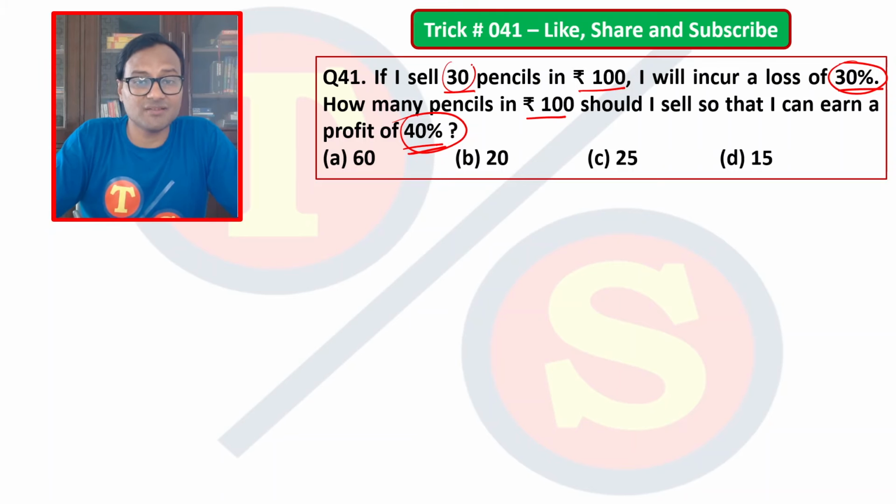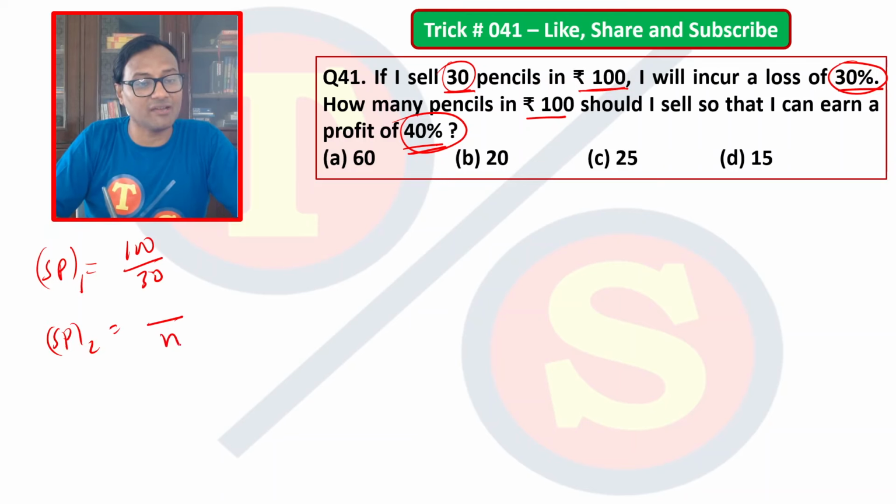In the first case I am selling 30 pencils on rupees 100. So I can easily calculate the selling price of one pencil. If 30 pencils are being sold at rupees 100, then the selling price of one pencil will be 100 by 30. That is in the first case. Now in the second case, suppose I am selling n pencils on 100 rupees. So definitely the selling price of one pencil will be 100 by n.